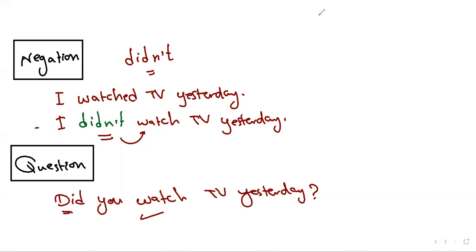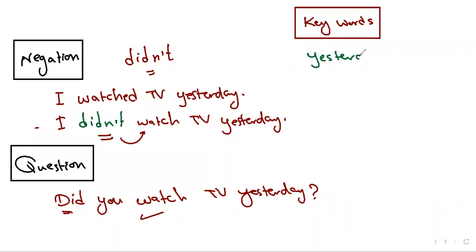Now let's talk about the keywords of the past simple. We have yesterday, last, ago. All of these are the keywords that are used with the past simple.